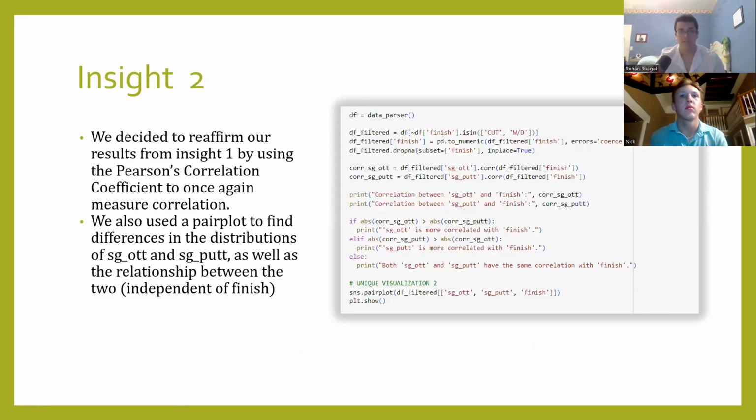And then for our second insight, we decided to reaffirm our results from insight one just because it was sort of surprising, because the consensus in the golf community is that driving is a little more important than putting at the moment. So we decided to use the Pearson's correlation coefficient to measure correlation once again, and then also add to that by using a pair plot to find differences in the distributions of strokes gained off the tee and strokes gained putting, as well as the relationship between the two outside of finish.